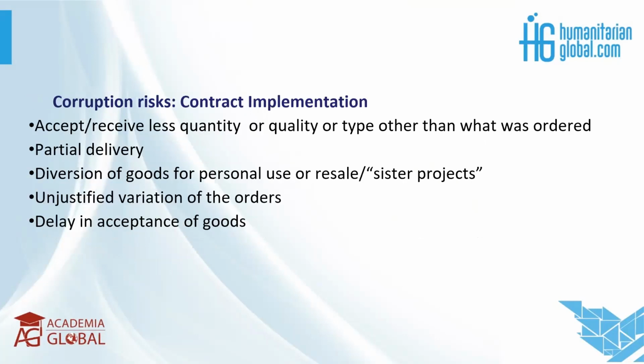Let's move to contract implementation. So we have already awarded and the contract is already in place. A risk that might occur, one, is when we accept or receive less quantity or quality or type other than what was ordered. So if we agreed on 100 bags of maize, this specification, then that is exactly what should be brought.